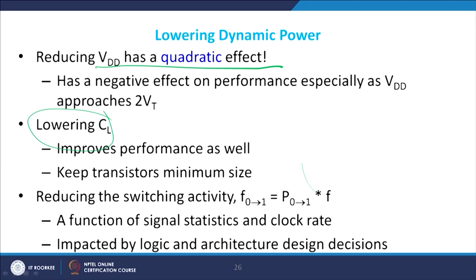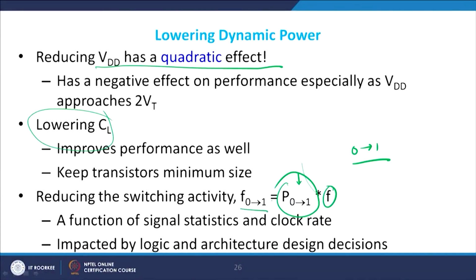And now, reducing the switching activity. Switching activity is defined as the probability of 0 to 1 multiplied by the frequency of operation. So, this is the probability of a 0 to 1 transition. Now, 0 to 1 transitions are power consuming transitions, and that multiplied by F will give you the frequency of 0 to 1 transitions in this case.